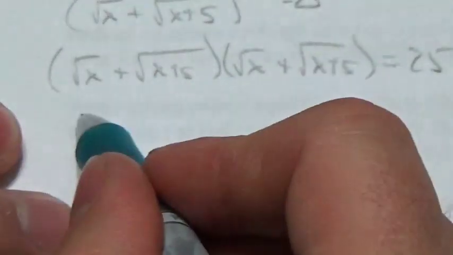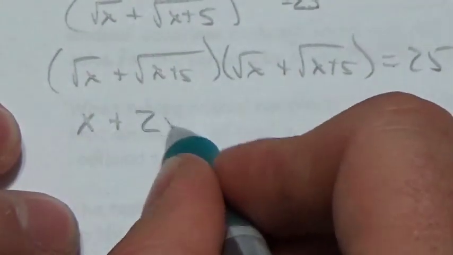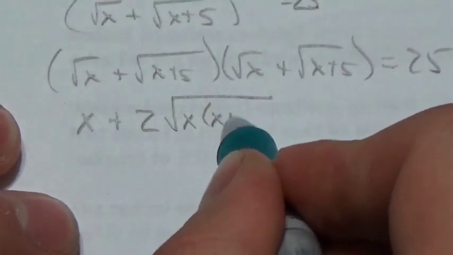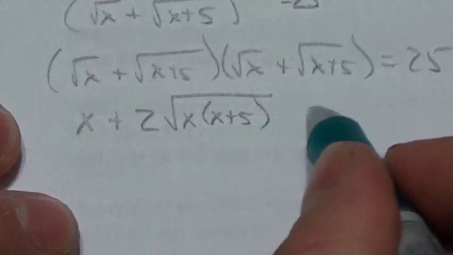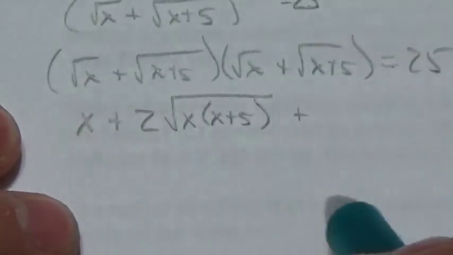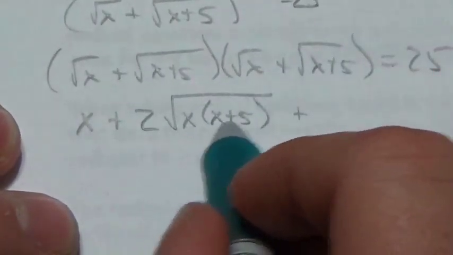Root x times root x is x. Now, when I multiply this radical by this radical and add them, I'm going to get two of them. And that's going to be 2. And what's inside here will be x times x plus 5, because root x times root x plus 5 will be x times x plus 5 inside the radicand. There's two of them.